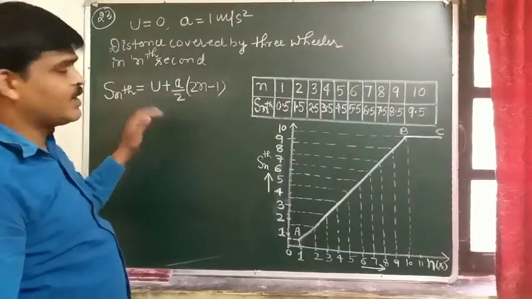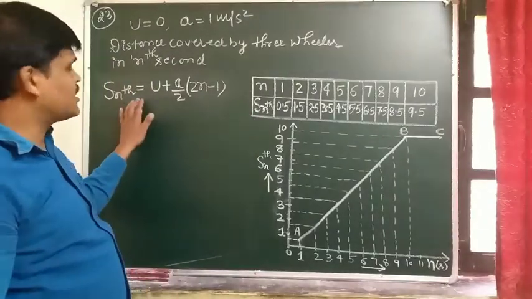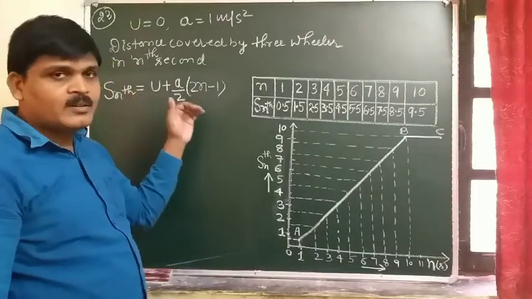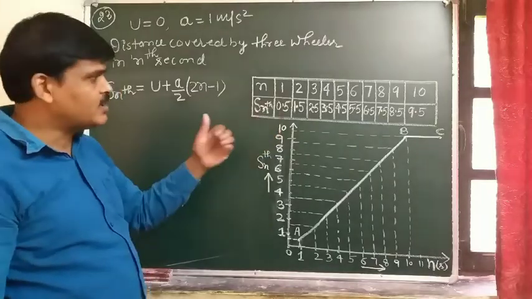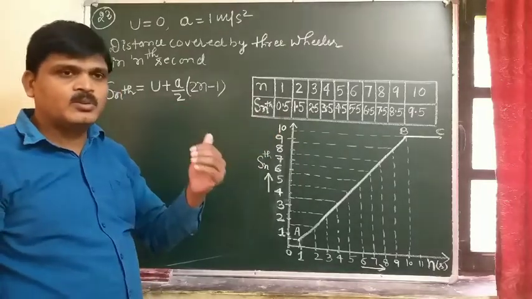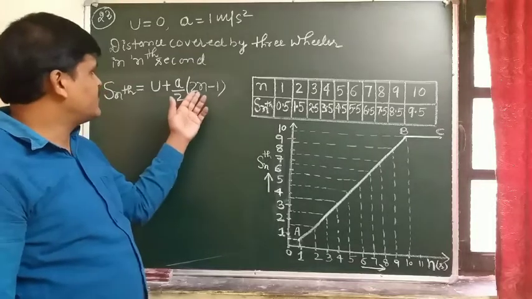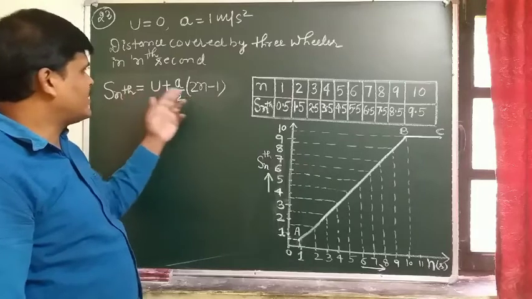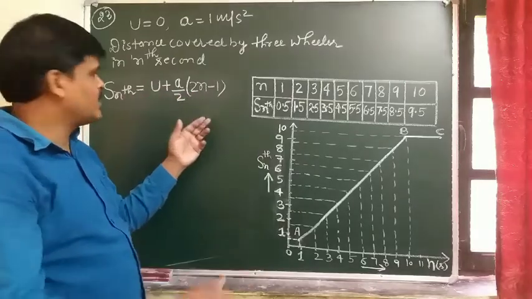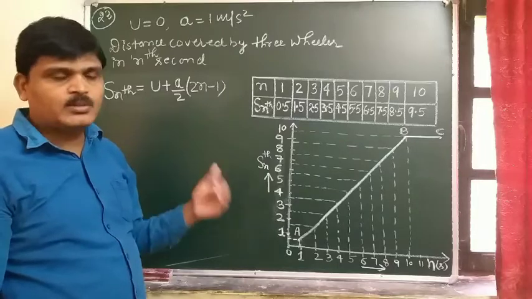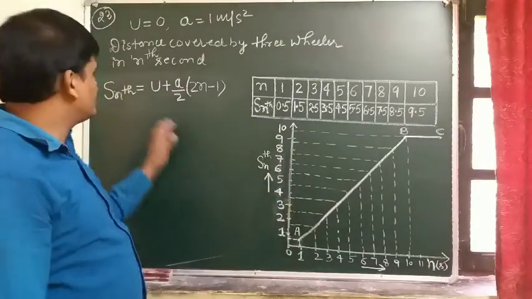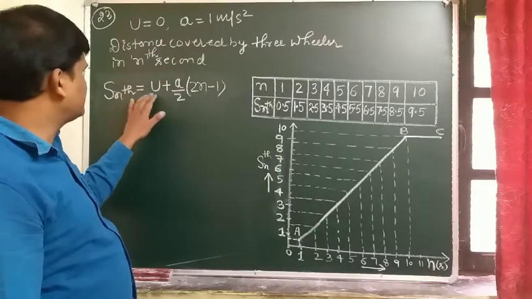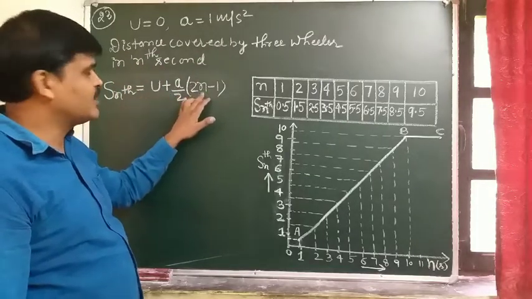So first of all, we have to find the distance covered by the three-wheeler from the 1st second to the 10th second, meaning n equals 1, 2, 3, 4, 5, 6, 7, 8, 9, 10, and put in the value to find the distance traveled. For n equal to 1 to 10, we find the Snth value and plot a graph. The formula is Snth equals u plus a by 2 into (2n minus 1). Here n represents time.